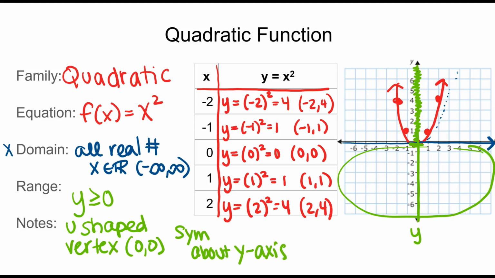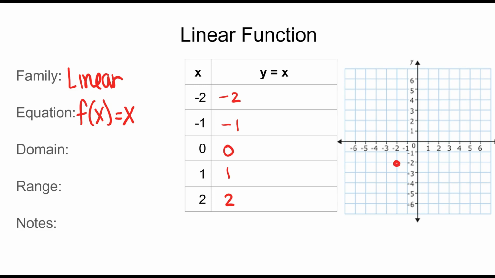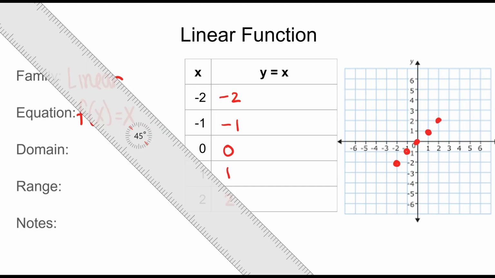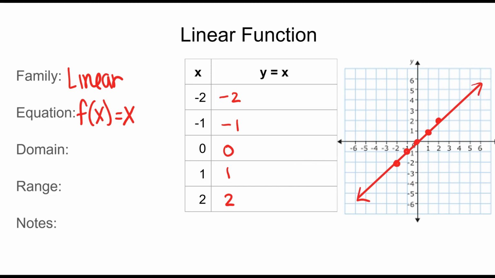We're going to continue the same process for 5 more functions. So a linear function, the family is linear. The equation is f of x equals x, and we'll go ahead and graph this. These are a little bit easier. The y is the same as the x, so we've got (-2, -2), (-1, -1), and this should look familiar, especially if you watched my graphing linear functions. We're going to use our ruler again here. And this is the linear function.